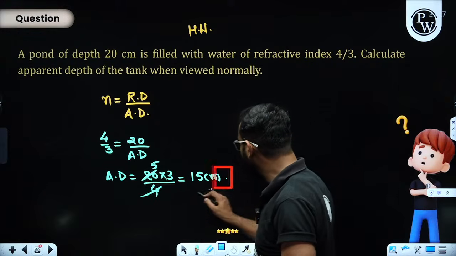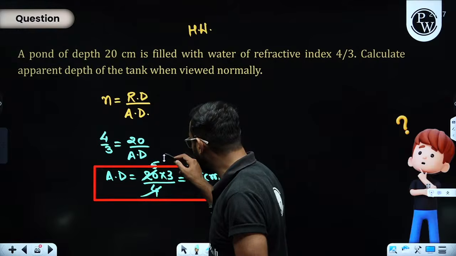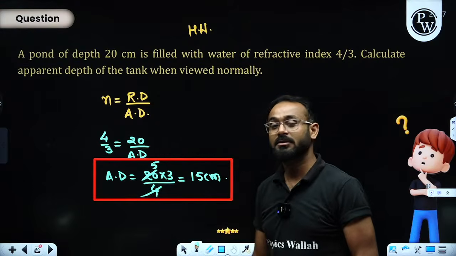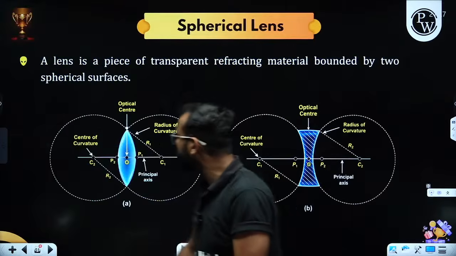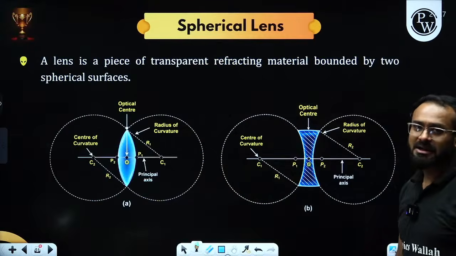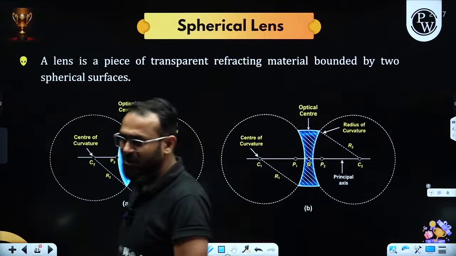So here, the apparent depth is coming out as 15 centimeter. The actual depth was 20 centimeter. Fine, we got to know about this. Next, talking about the spherical lens, which is the second last topic of this chapter.